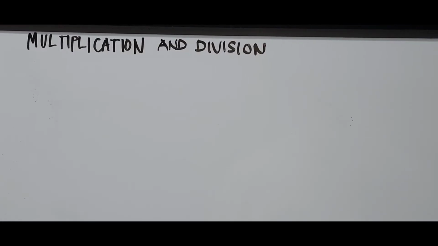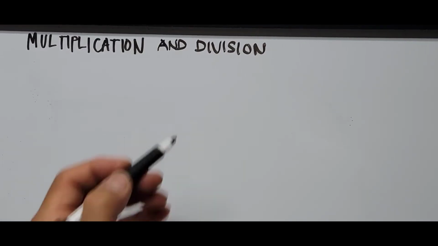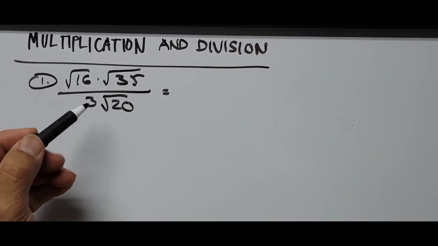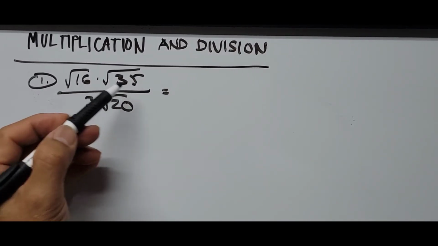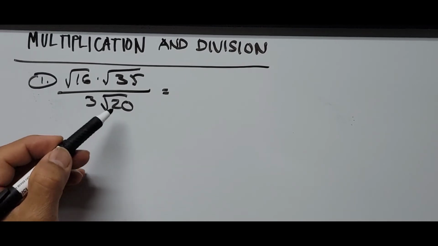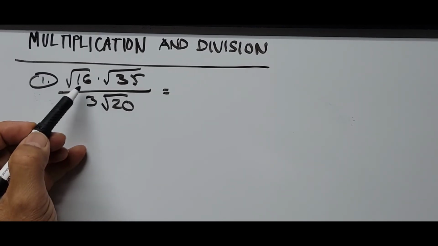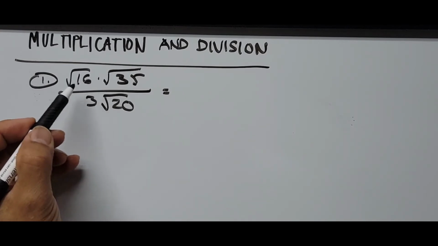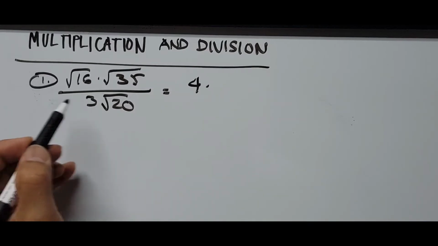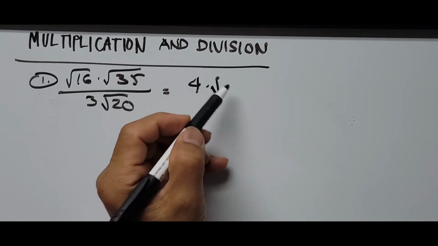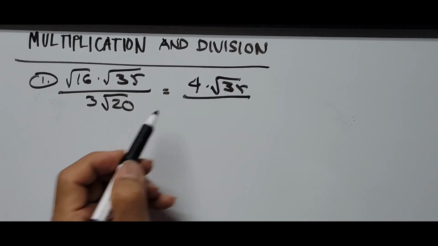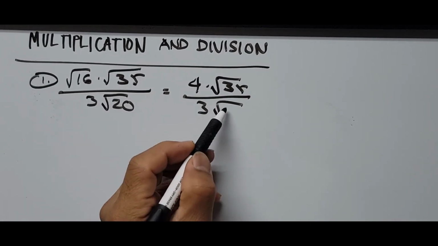We are now on multiplication and division. So this combines multiplication and division now. So we have a problem. We have here square root of 16 times square root of 35 divided by 3 square root of 20. Square root of 16 is a perfect factor. So square root of 16 is 4 multiplied by square root of 35 divided by 3 times square root of 20.